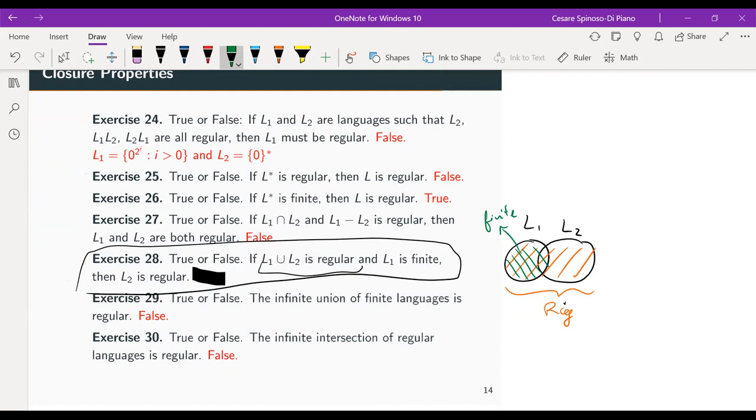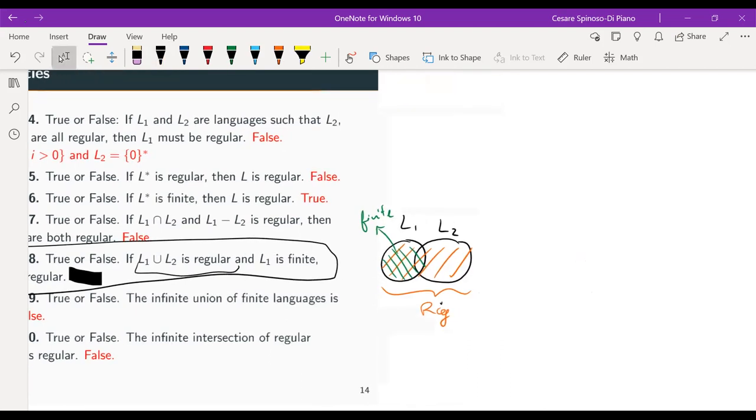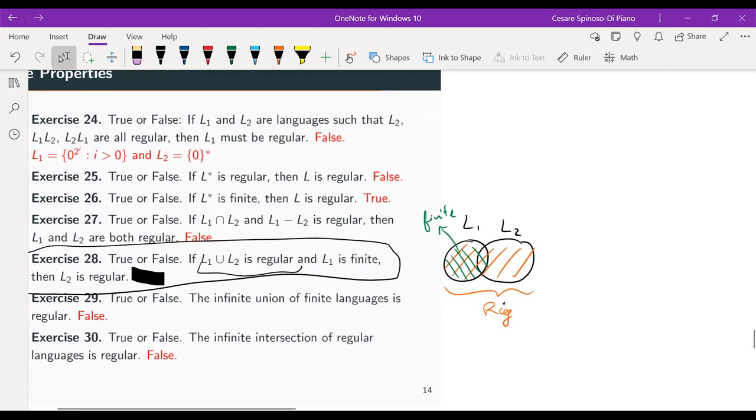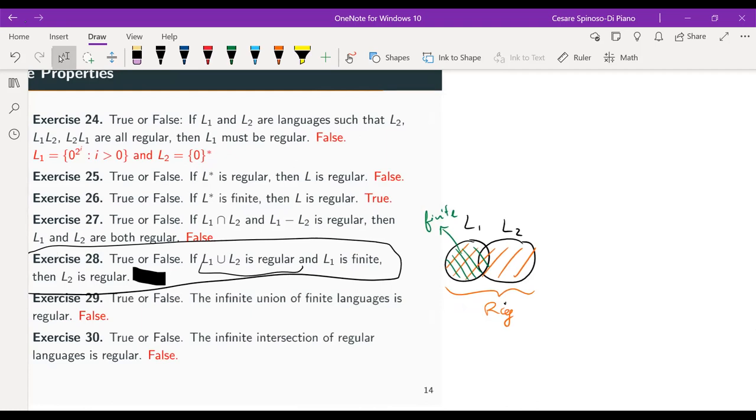Oh, yeah, go ahead. So I think I can prove that this is true. Okay, yeah. So we can just assume L2 is not a regular language. Uh-huh. So if we want L1 union L2 to be regular, then L2 should be a subset of L1. To make L1 union L2 regular, we have to make L2 a subset of L1, and L1 should be regular. But if L2 is a subset of L1, then L1 is infinite. So we can prove that this is true. So the idea you have is good. So you're saying suppose L2 is regular.